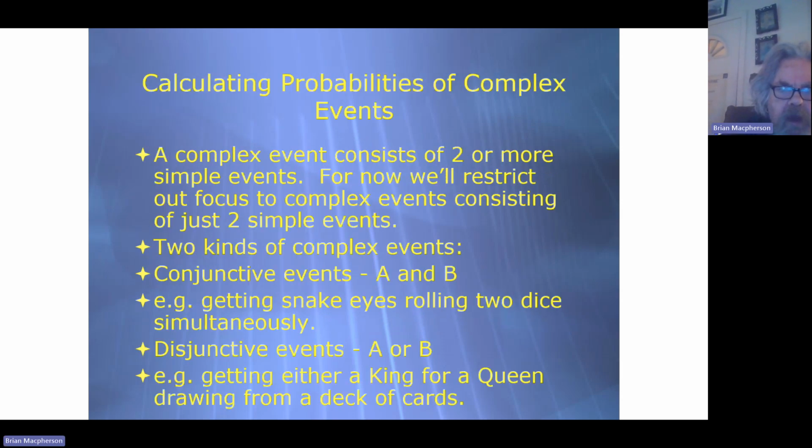We talked about complex events, and there are two kinds of complex events. There are conjunctive events, the probability of A and B both occurring. For example, getting snake eyes rolling 2 dice simultaneously, 1 and 1. That's a conjunctive event. A disjunctive event is the probability of getting A or B. So, for example, the probability of getting either a king or a queen drawing from a deck of cards, right? That's a disjunctive probability.